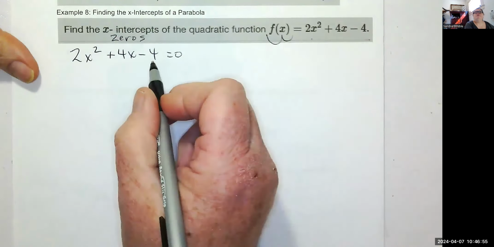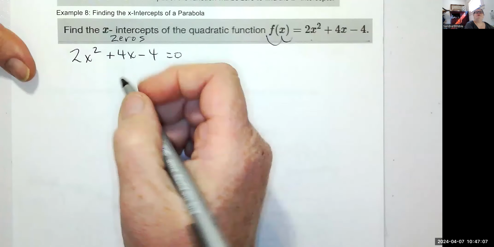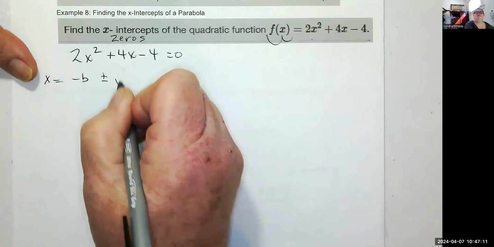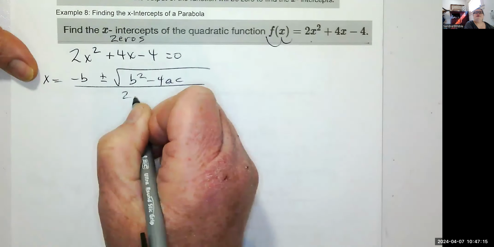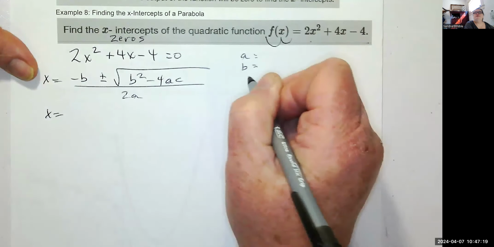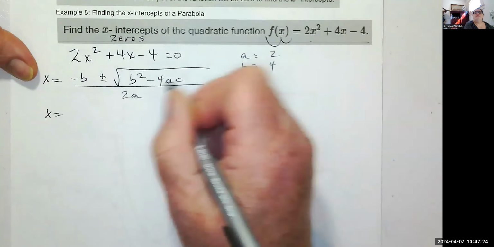I don't think I can factor this one into parentheses, because that's 2 and 1, and the 4 would either be a 4 and 1 or 2 and 2. That'd be 4 and 2. No, I can't get a 4 in the middle. So let's do x equals -b plus or minus the square root of b squared minus 4ac, all of that over 2a. You know what my a is, my b is, and my c is. A is 2, b is 4, c is -4.